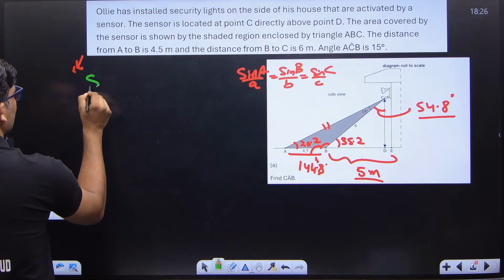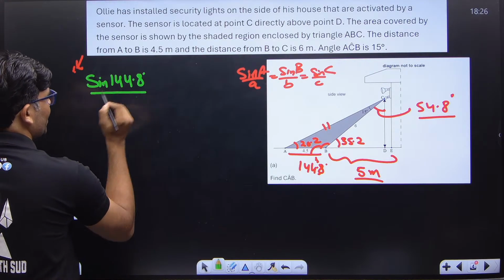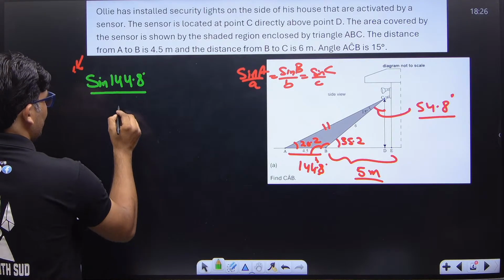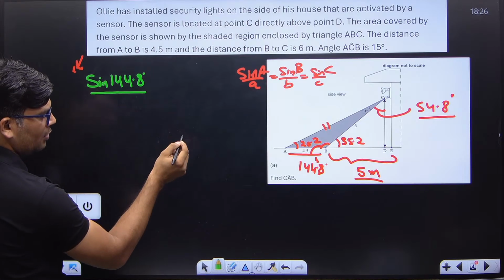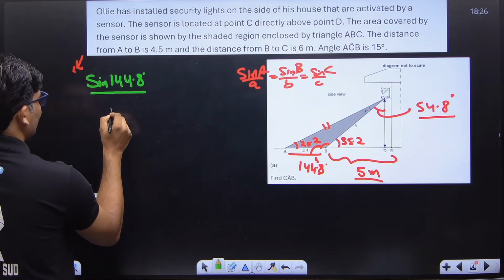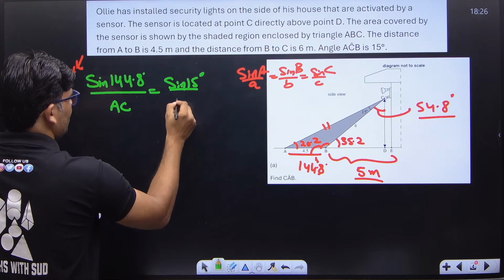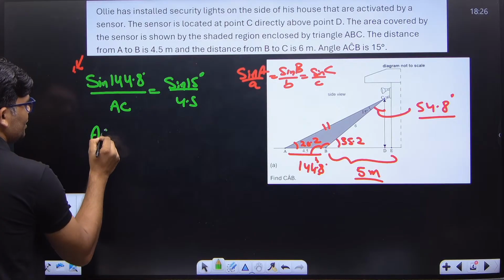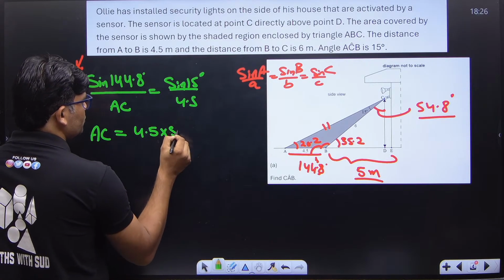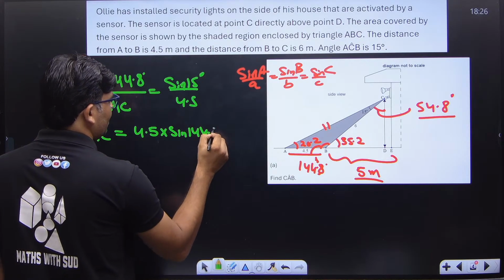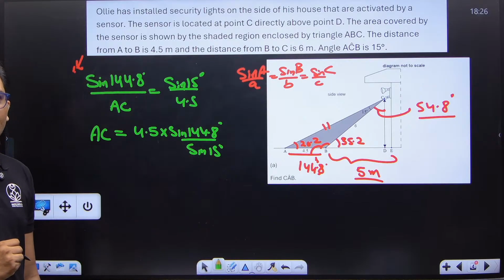So I got, again I am writing sine 144.8. This value we can know easily, divided by what I got as below that. Below that we need to find the length AC, which is not given to us, and I said it is equal to sine 15 degree upon 4.5. So AC will be equal to 4.5 into sine 144.8 divided by sine 15 degree. Any doubt?